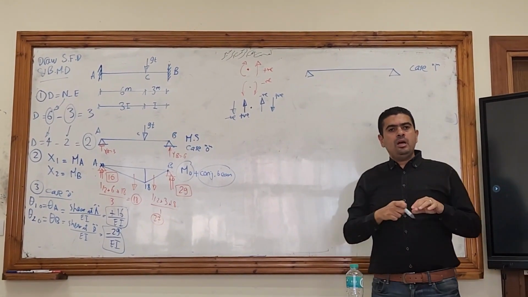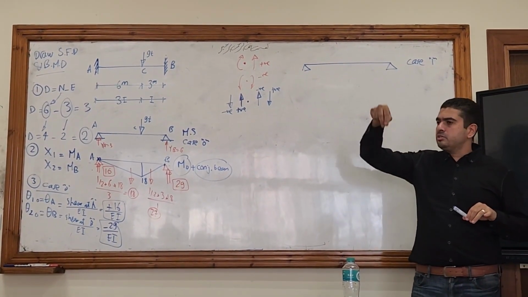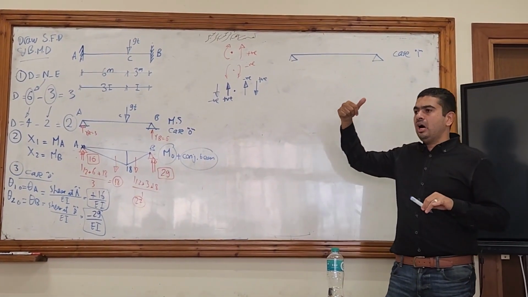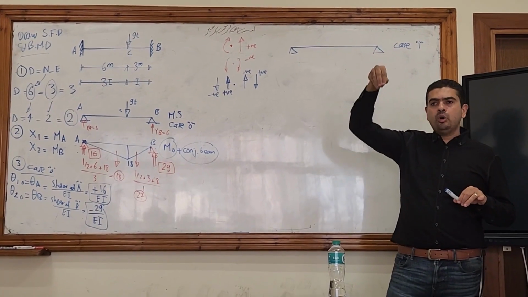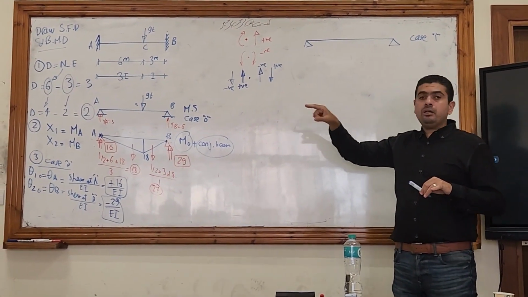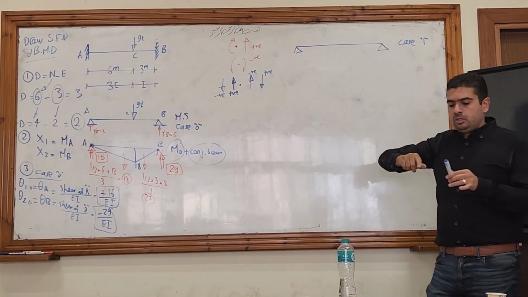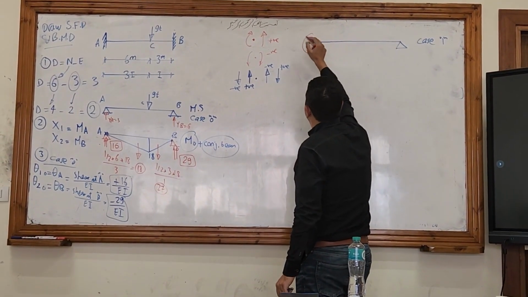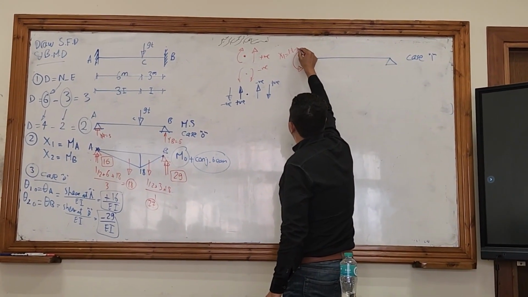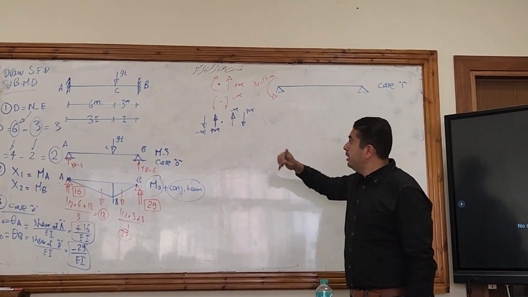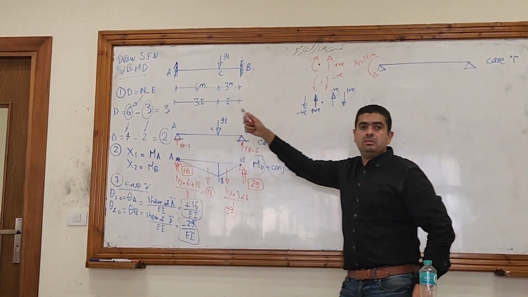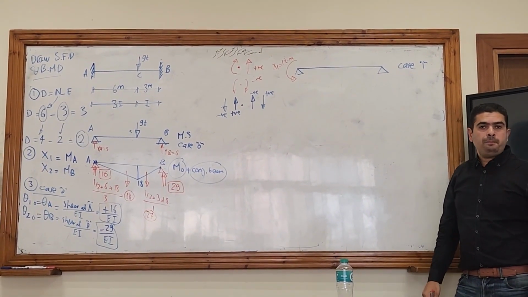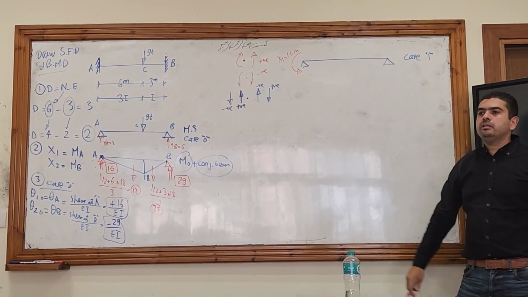The last time I was removing a roller support that was having a vertical reaction. So I put here a vertical load 1 ton. But here I am removing a moment. So I am putting here a moment 1 ton meter. So I made an assumption here that X1, that is MA, has a value of 1 ton meter. And then repeat everything again.